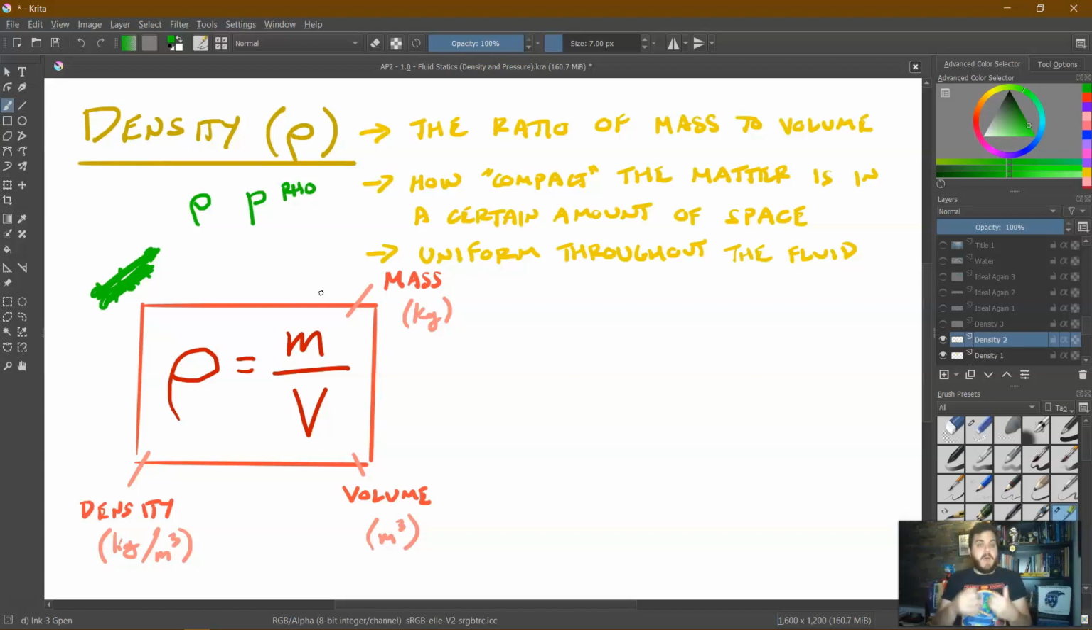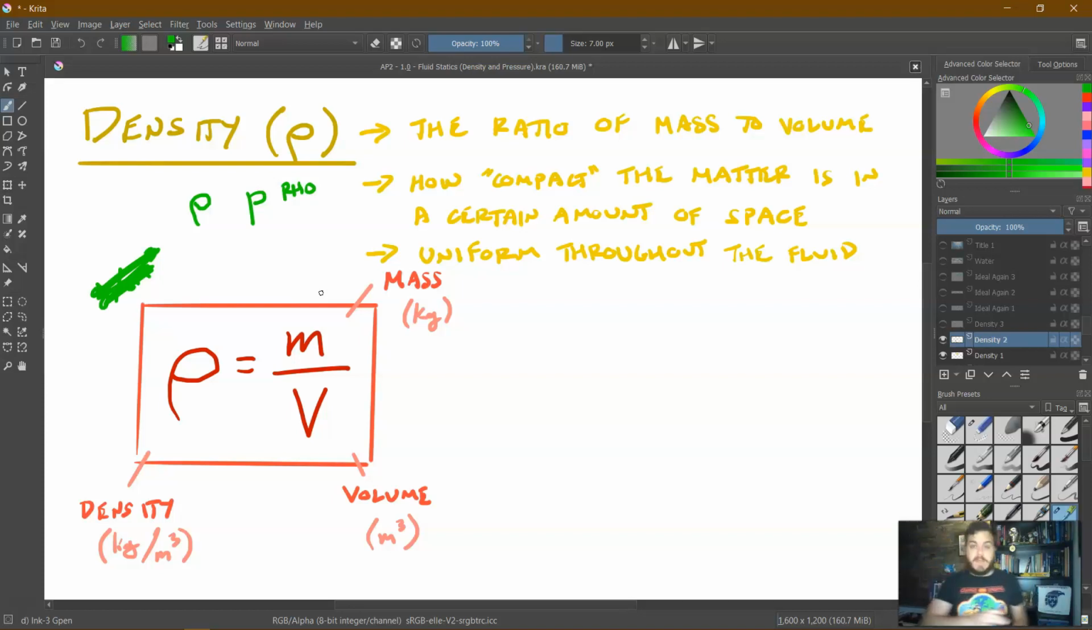If we have a more dense substance, there is more matter crammed in. If you have a less dense substance, there is less matter crammed into that same amount of space. And because we're dealing with incompressible fluids, and this is really true for most solids as well, density is pretty much uniform throughout the object. So if you take a little piece of the solid, or you take a little bit of the liquid, you can determine its mass and its volume and its density, and that density should be the same for the entire solid or liquid, etc.